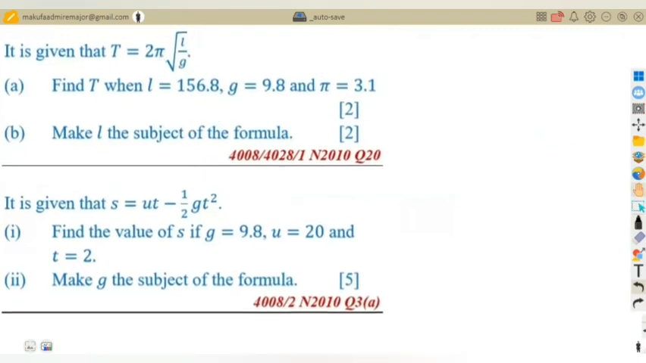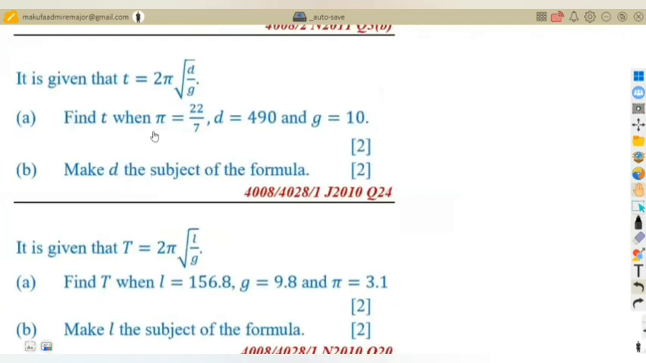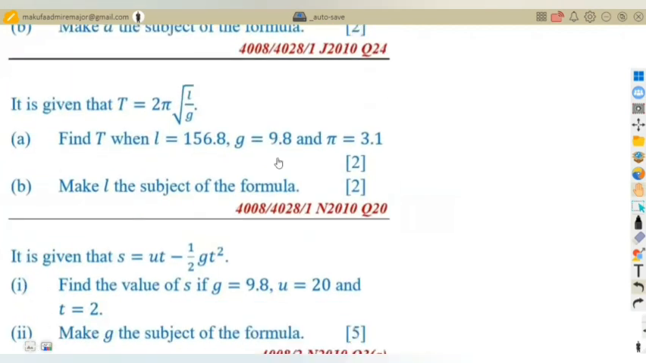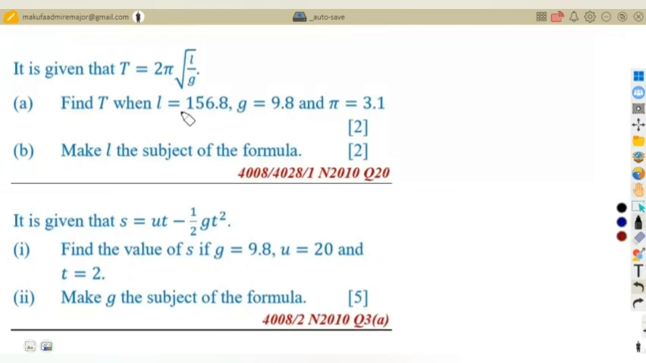You can see it's a repetition of the previous part where we are being asked here to make D the subject. D and L are simply one and the same thing, as you can see. So like I said here, you can simply divide by 2 pi. So it's T over 2 pi is equal to square root of L over G.